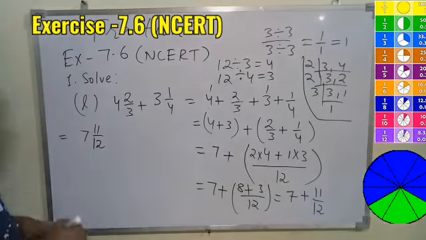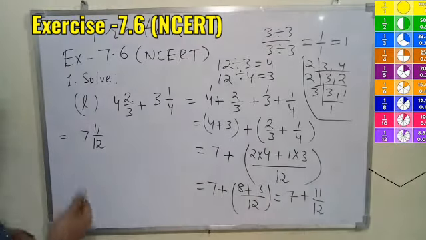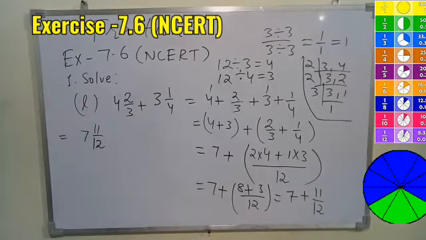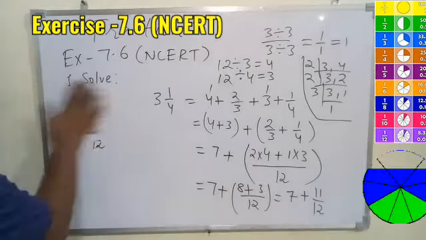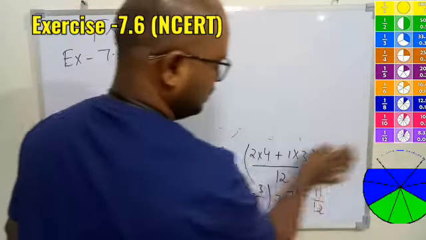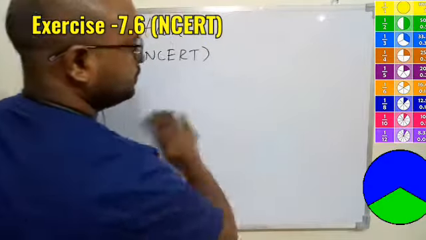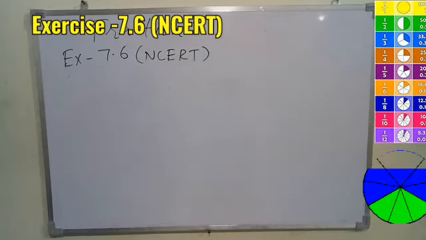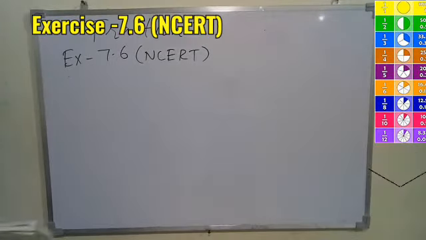So I hope you understood. This is equal to 7 11 by 12. So I hope you understood how to do the addition or subtraction of the fractions which are in unlike form. Let's take a few more questions and then you can try.